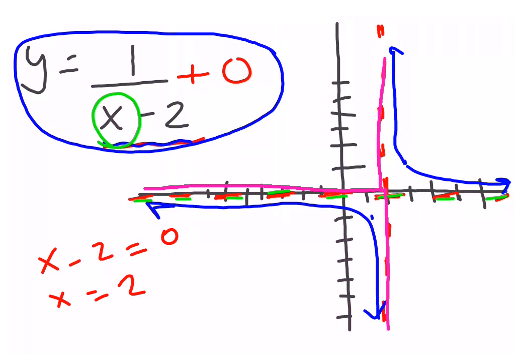So it looks like my domain is all the possible numbers except when I hit this part of my x-axis, okay? So what is that point? Well, that point is at 2. So my domain is going to be all numbers except for 2.